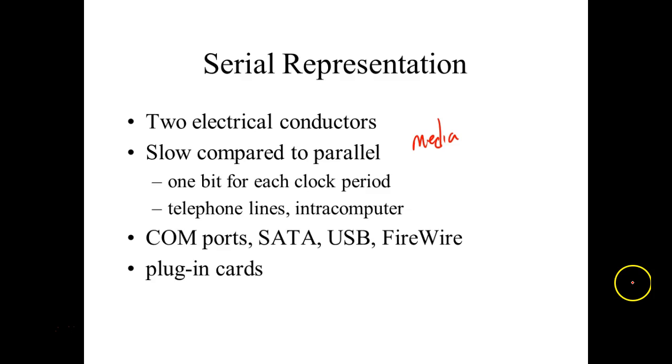So sometimes we have no option for the media. If I'm going to send information through air, then it's got to be serial because we only got one air, right? You understand that? So everything that flies through the air is serial communication, which means everything.